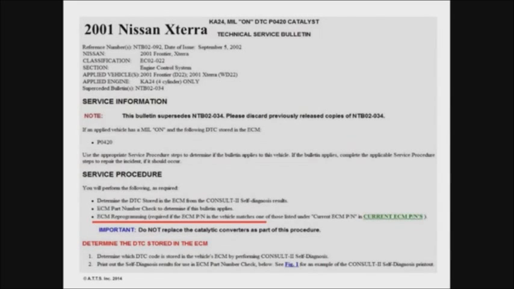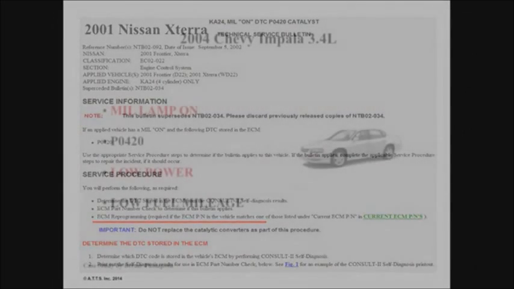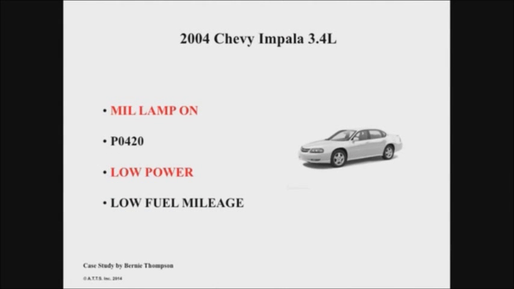So reprogramming is important. Here's a case study by Bernie Thompson. This vehicle came in with a P0420. Listen to the customer's complaint. They had low power and low fuel mileage. What comes to your head instantly? Got a clogged cat, right? Okay. So you want to test it.